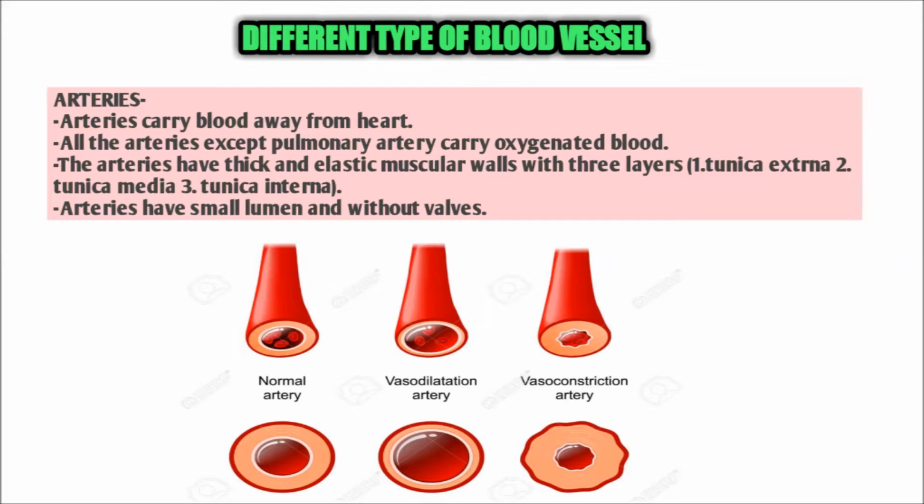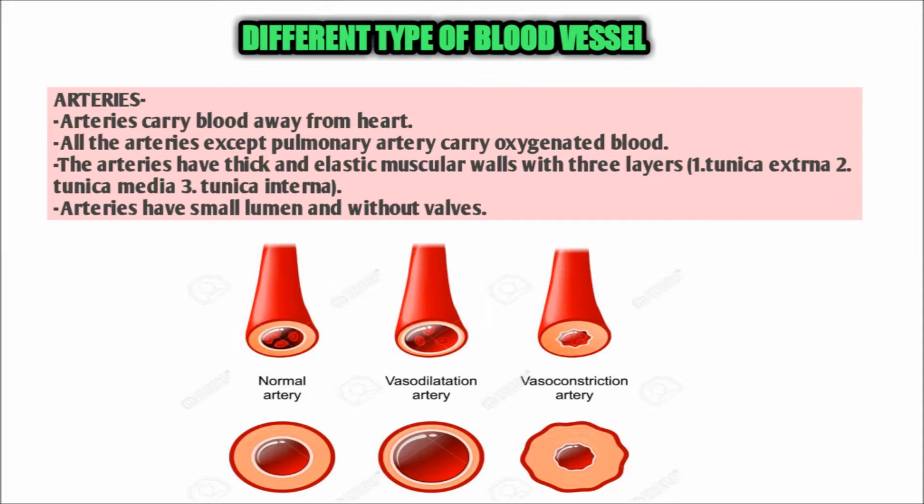An artery has thick and elastic muscular walls, and each artery wall is made up of three concentric layers. You have seen the picture which I showed on the screen. There are two different words also there. Let me focus on that. First I will give the explanation about the artery.